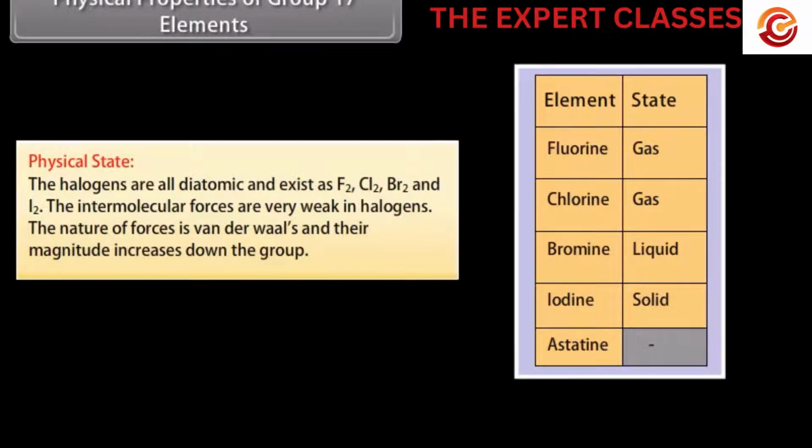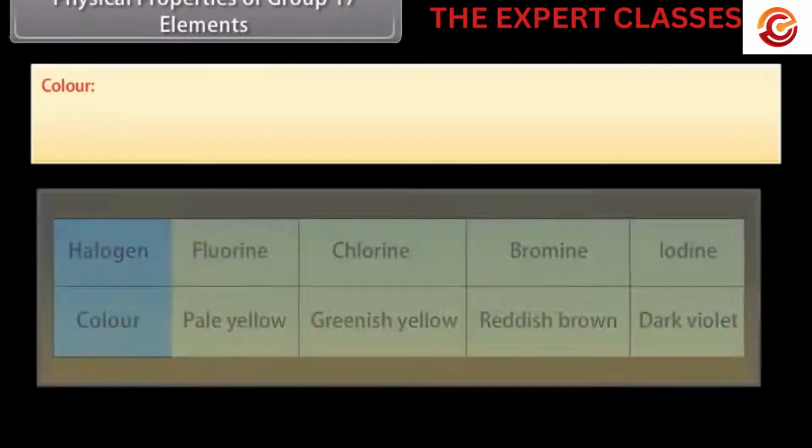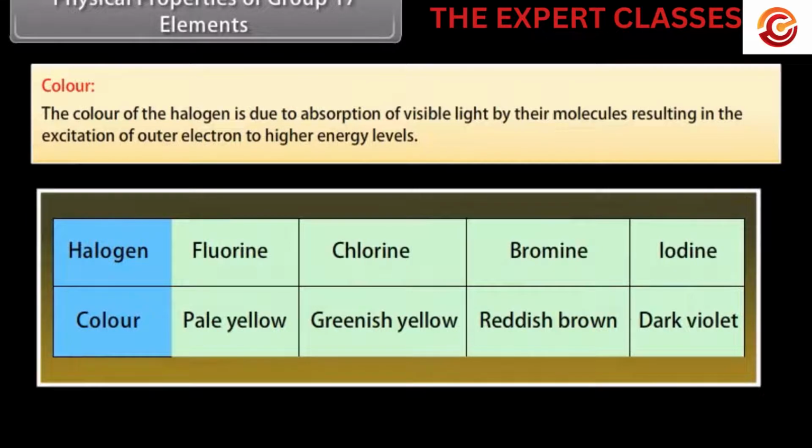The nature of forces is van der Waals and their magnitude increases down the group. Thus, F2 and Cl2 are gases, bromine is a volatile liquid, and iodine is a volatile solid. Color. The color of the halogen is due to absorption of visible light by their molecules, resulting in the excitation of outer electron to higher energy levels. The color deepens down the group.